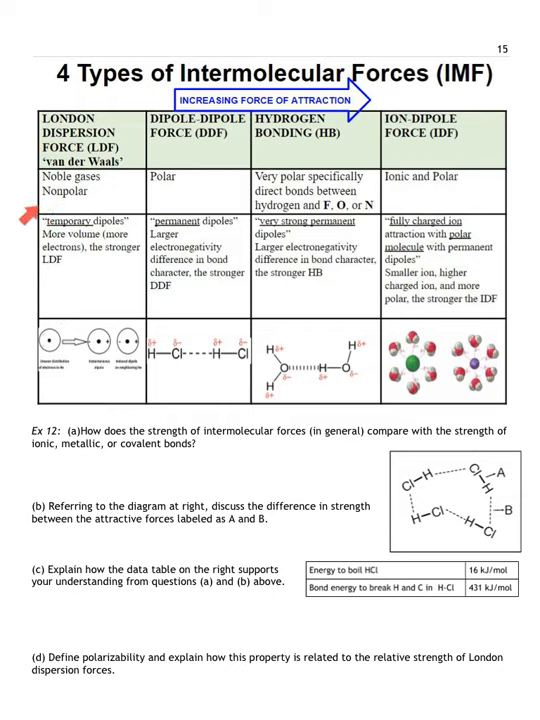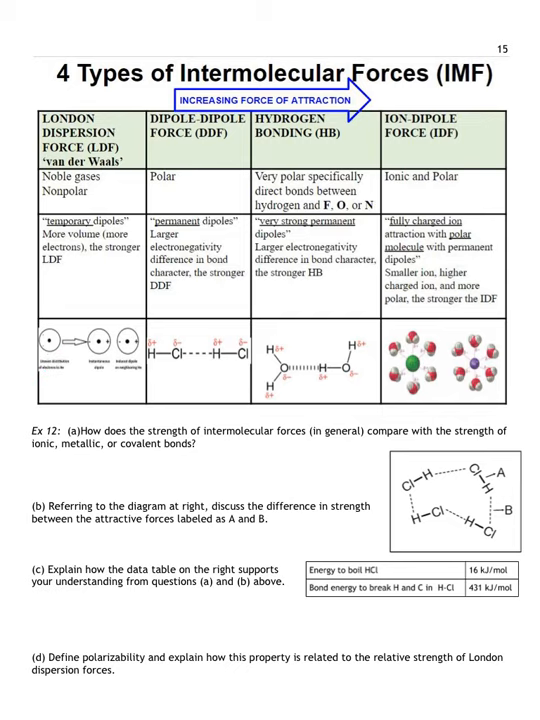It occurs in noble gases and nonpolar substances. It is created by what is called temporary dipoles. And the more volume, the more electrons, the stronger the London dispersion. We'll talk about this in light of this modeling.